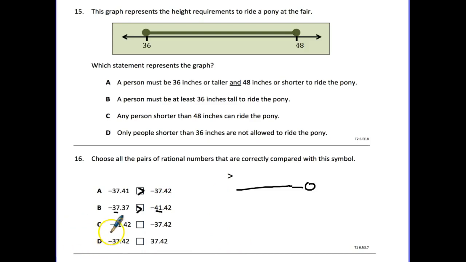Now I'm looking at C. Negative 41, negative 37. Well, if I were to put those on a number line, this would be closer to 0. So I cannot put a greater than symbol here. That is not a correct statement. And I'm looking at these last two. The numbers are exactly the same, but this is a negative. This is a positive. That is not a true statement. So the only two that are correct statements are A and B. And again, your explanation should include why they're correct statements, why you believe they're correct statements.